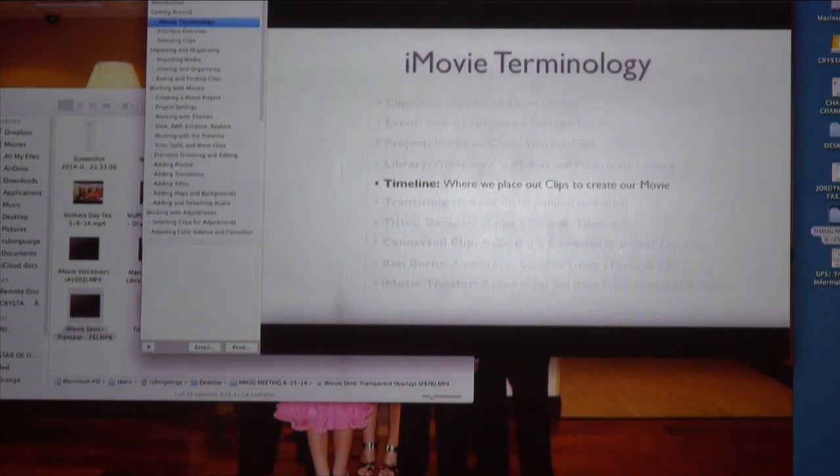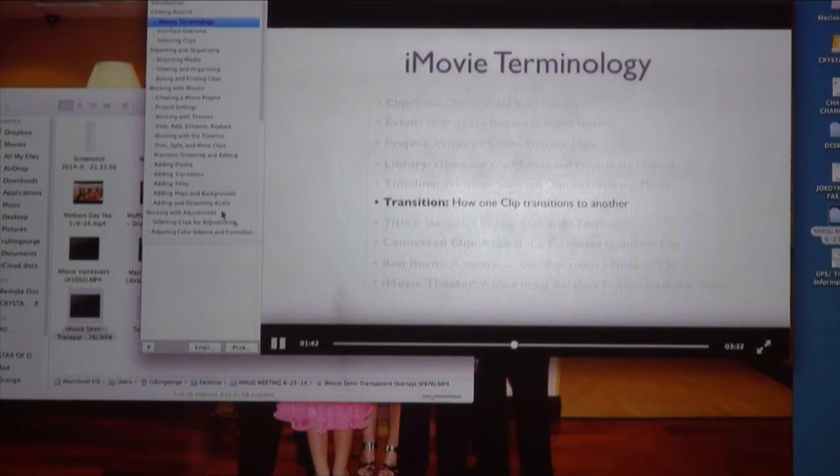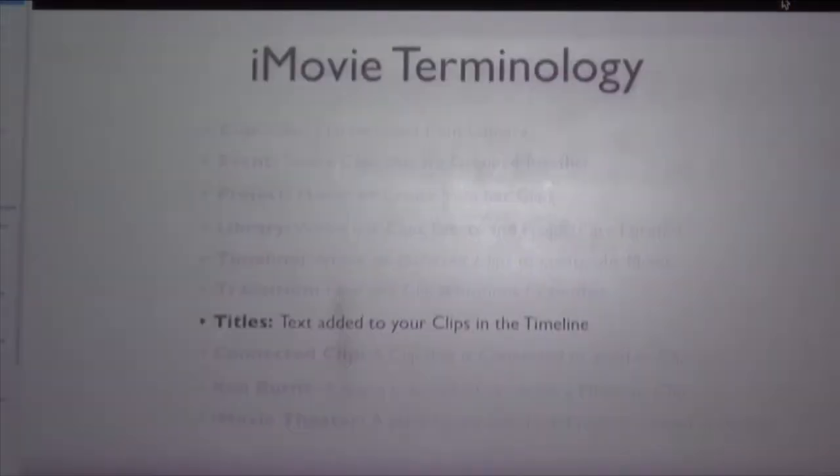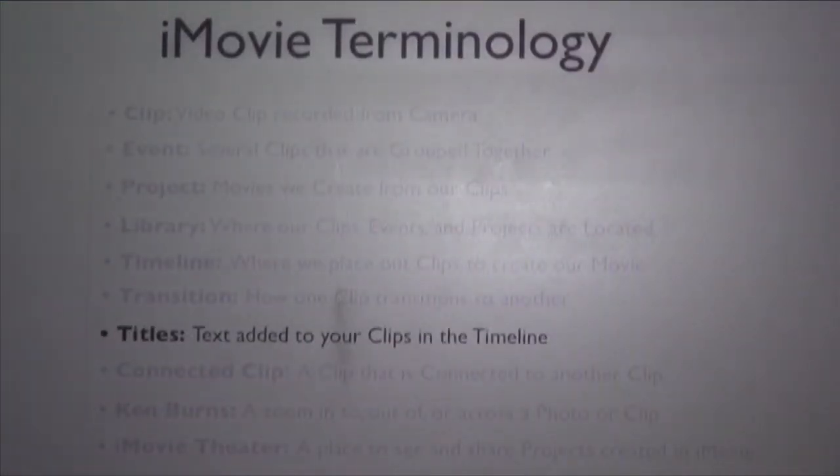In between these clips on our timeline, or clips and photos, we add transitions. A transition is how one clip transitions into another. And we have several options for how that happens with iMovie. We can also add titles to our clips. Titles are like your credits. Could be the name of the movie, or who made the movie, where the movie was located. So our clips have titles, and when we go from one clip to another, we add transitions.